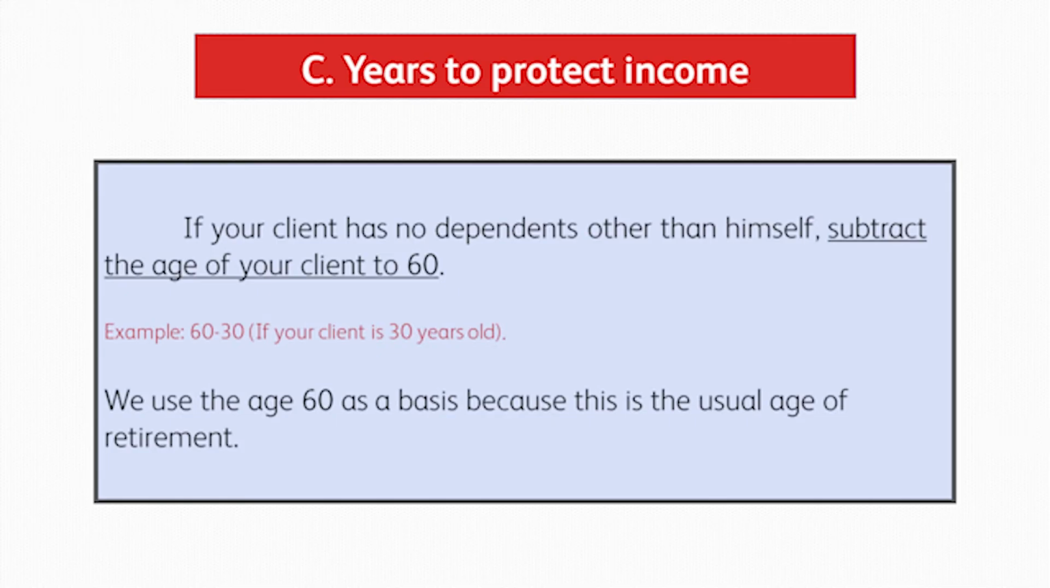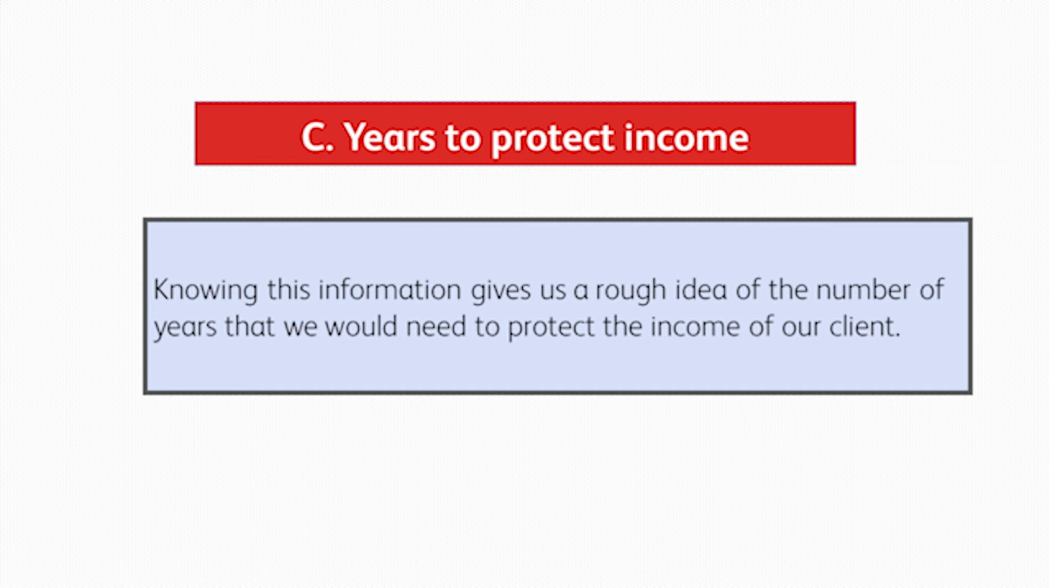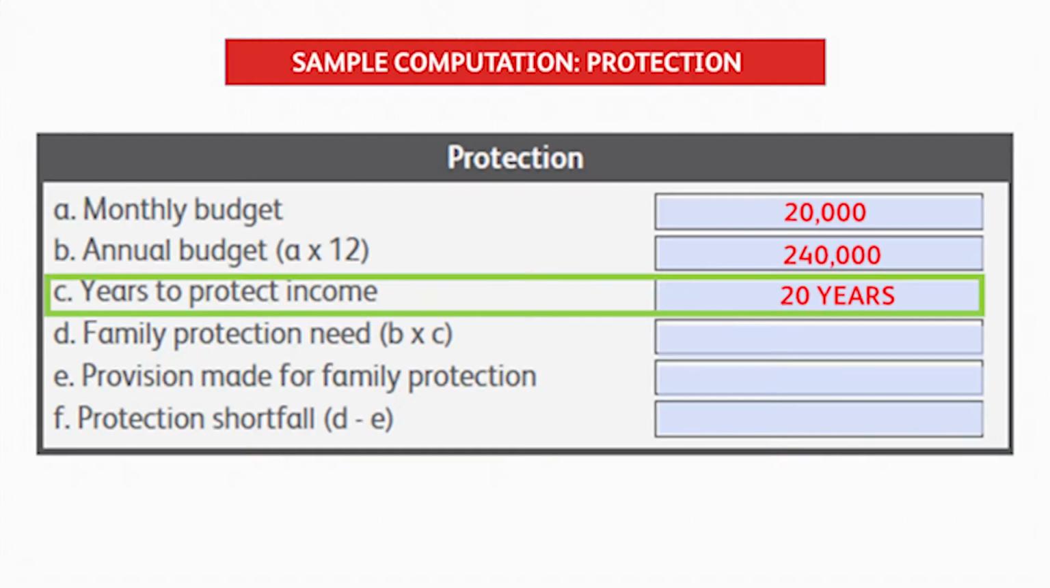If your client has no dependents other than himself, subtract the age of your client from 60. Example, 60 minus 30 if your client is 30 years old. We use the age 60 as a basis because this is the usual age of retirement. Knowing this information gives us a rough idea of the number of years that we would need to protect the income of your client. For our example, let's put 20 years.